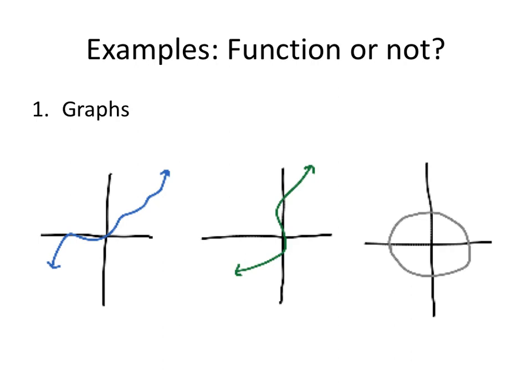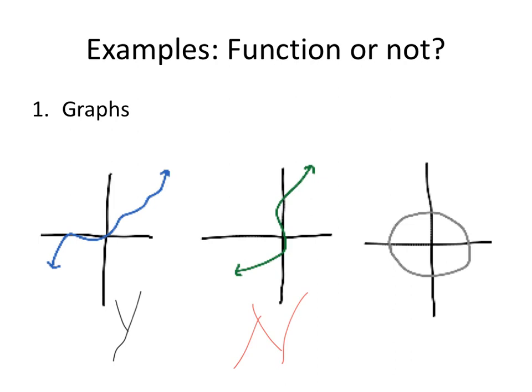Alright, so here's 3 graphs, and we want to determine if they're a function or not. Our test is going to be, does each x only go to one y? Well, it looks like here, any x I choose, there's only one y value that goes with it, so yes, this is a function. What about the one in green? Here's an x value, x equals 0, that has 1, 2, 3 different outputs. This is not a function.